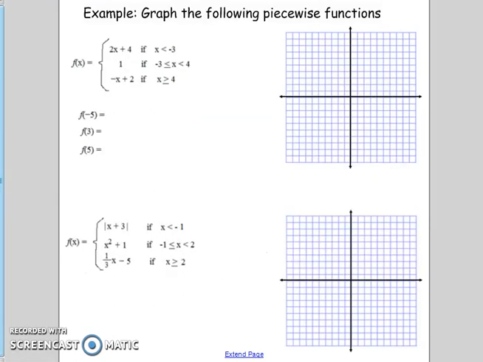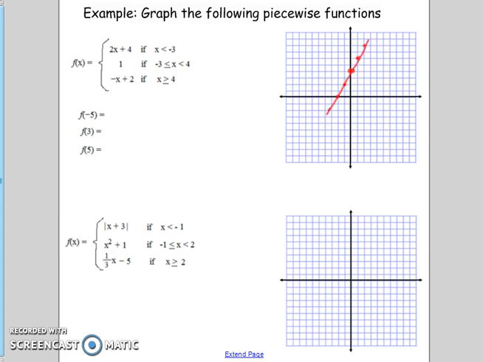We can graph these piecewise functions, and there's a couple of ways that we can graph them. If you want, you can graph the entire line. For example, the first equation in our function is 2x plus 4. So if you want to go ahead and graph 2x plus 4, which would have a y-intercept of 4 and a slope of 2, so up 2 over 1, up 2 over 1.